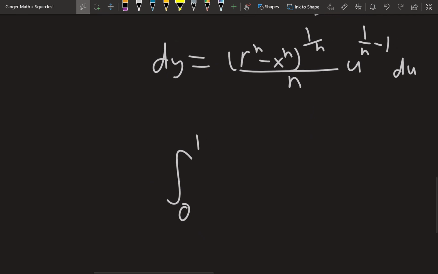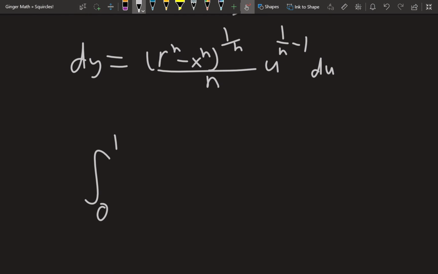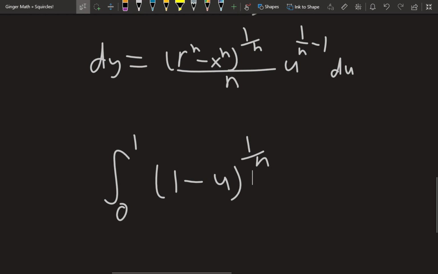And what we're going to do next is just sub everything in. So 1 minus u. We chose our u specifically to be that, so we can take advantage of the gamma function. And I am going to move this little term right here out to the outside. So r to the n minus x to the n, so 1 over n. I'm just moving that to the outside.